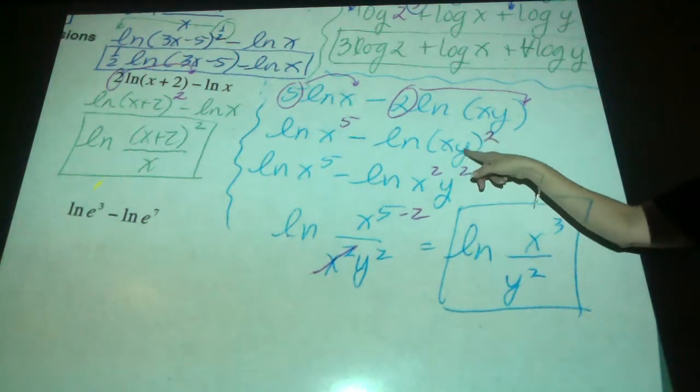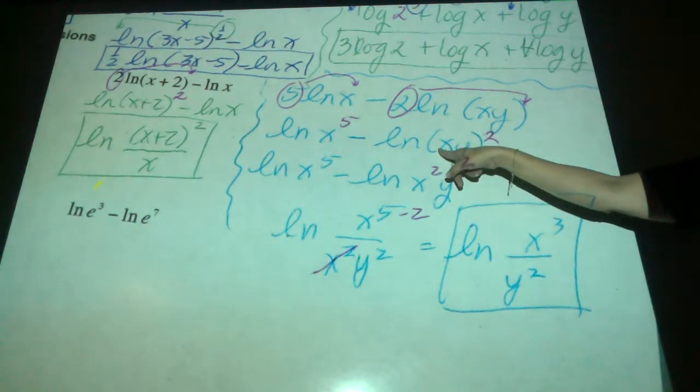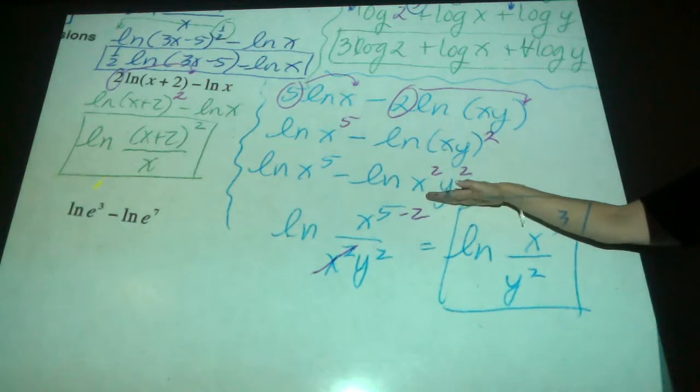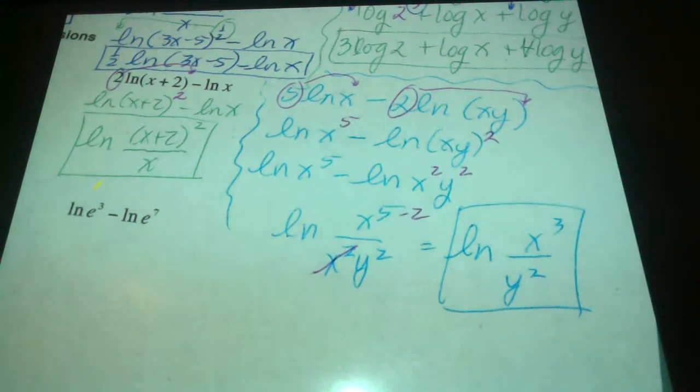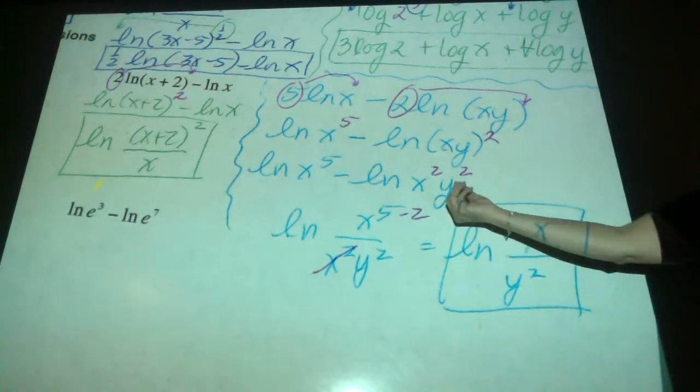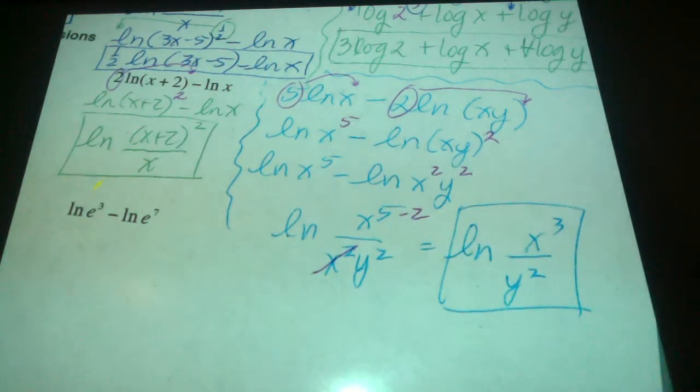So the y is not the only one that gets squared here. The x gets squared as well. So this then simplifies into still the natural log, don't drop it off, of x squared y squared. Resist the urge to expand that because we're trying to compress it.